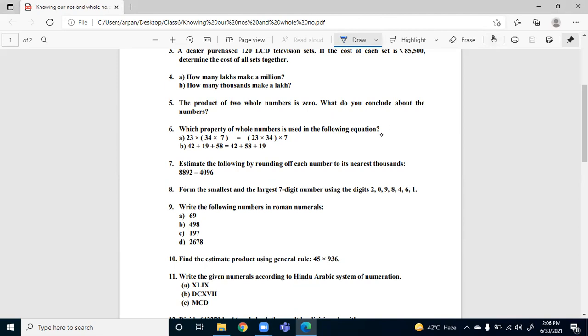Hirday, Ava and Samar, be ready with the answer. Yes, please, Samar. Sorry, ma'am. Commutative property of multiplication is the answer.